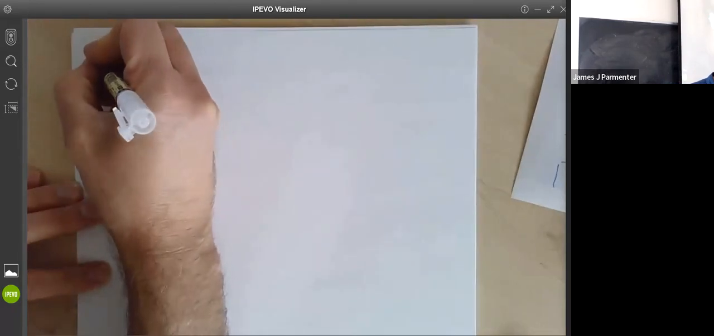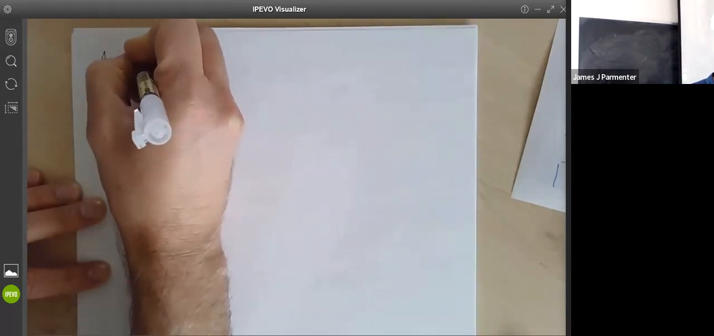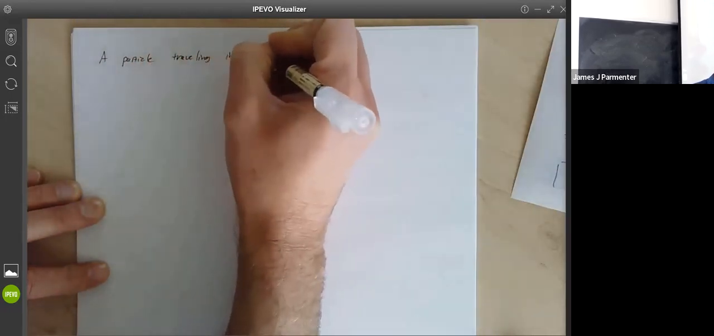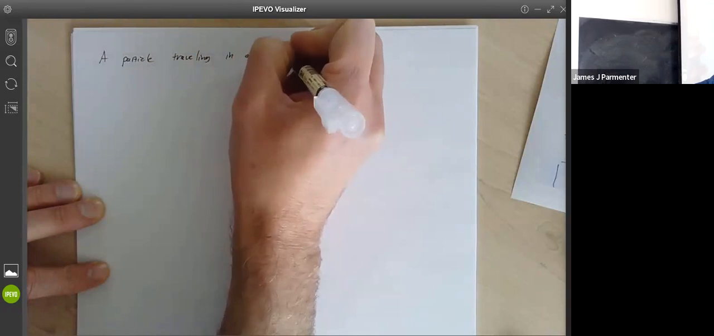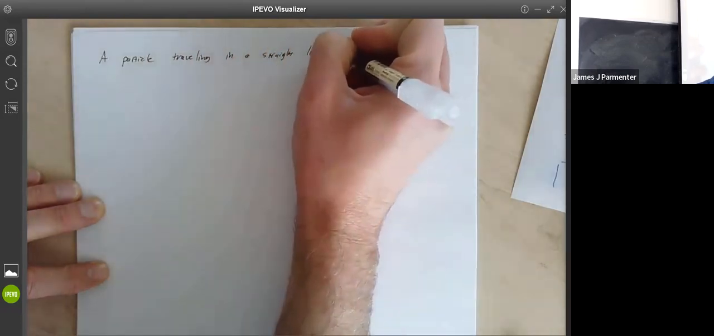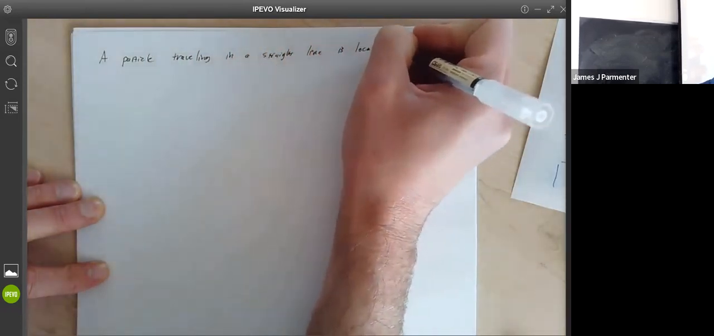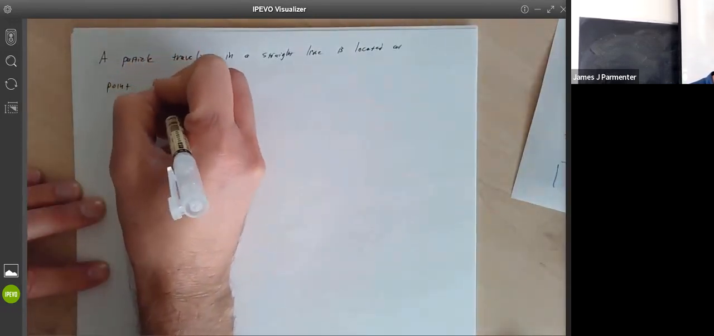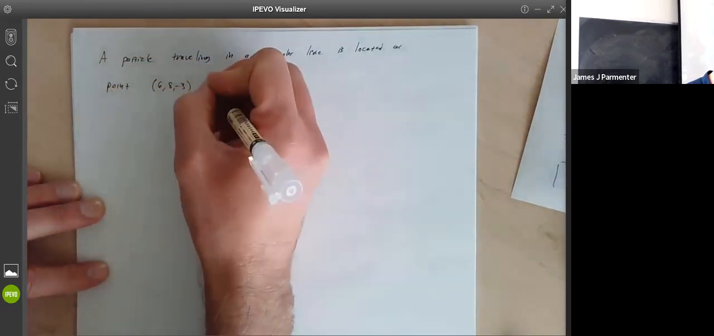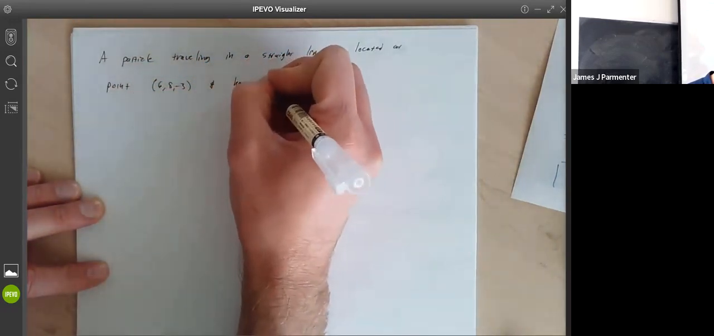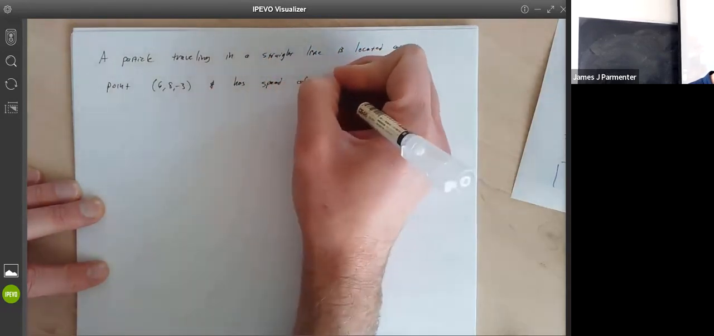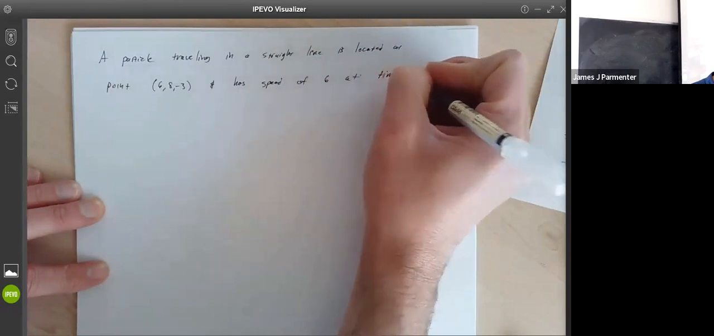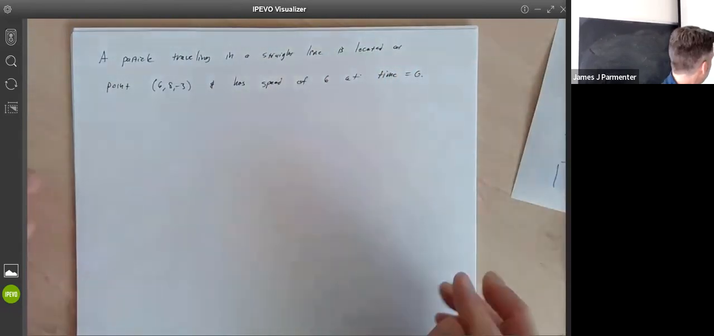So here's the setup. A particle traveling in a straight line is located at the point (6, 8, -3), and has a speed of 6 at time equal to 0. So here's what we know so far.